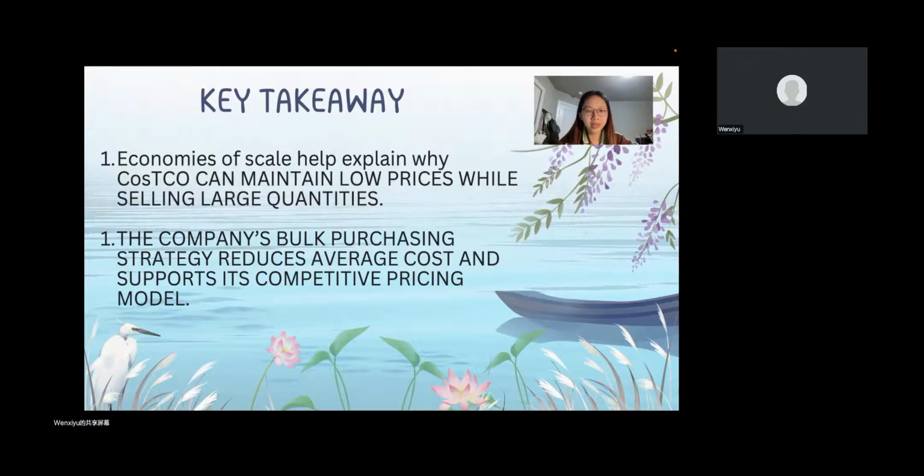To conclude, economies of scale helps explain why Costco can maintain relatively low prices while selling large quantities. Costco's bulk purchasing strategy lowers average cost and supports its competitive pricing model. This example shows how a microeconomics theory, like economies of scale, can help explain real-world business strategy.